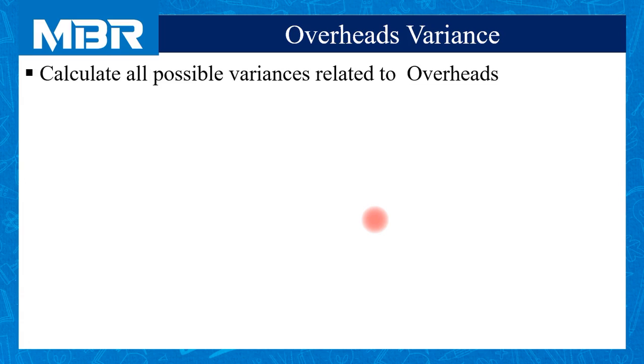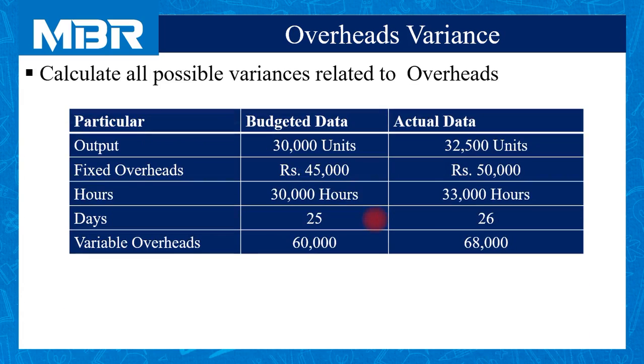Calculate all possible variances related to overheads. Particular: budgeted data, actual data. Output: 30,000 units budgeted, 32,500 units actual. Fixed overheads: rupees 45,000, rupees 50,000. Working hours: 30,000 hours budgeted and 33,000 hours actual. Working days: 25 and 26. Variable overheads: rupees 60,000 and rupees 68,000. In this question, information related to fixed overheads and variable overheads are given.